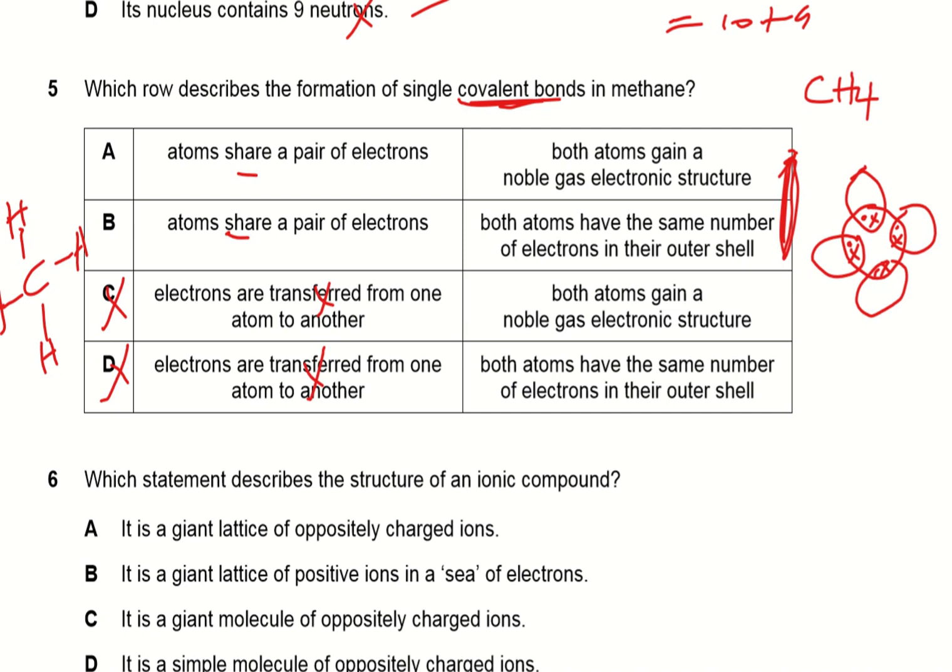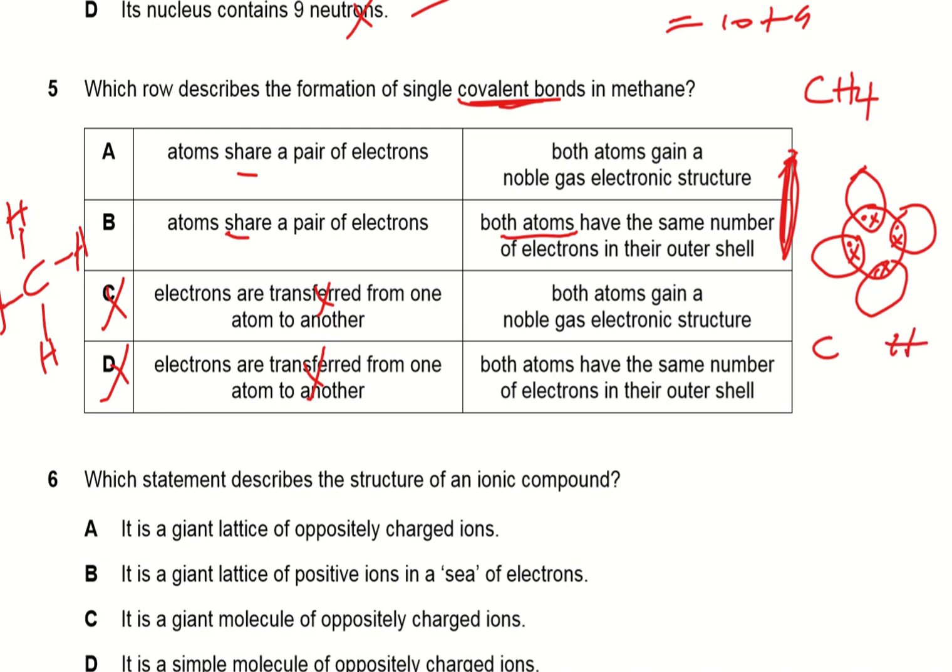Option A says both atoms gain a noble gas electronic structure. Of course, that is the reason why atoms form bonds, so that they can attain a stable electronic configuration. Let's look at option B. It says both atoms have the same number of electrons in the outer shell. We can see that this is not correct. Carbon and hydrogen do not have the same number of electrons in their outer shell.